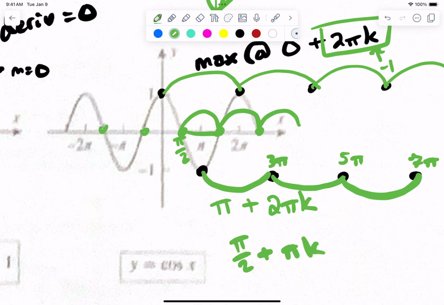Yep, good question. And they're POIs because they're changing concavity. That's where he changes concavity. So like here he's concave down, here he's concave up. So the halfway between mark is where he's a POI.